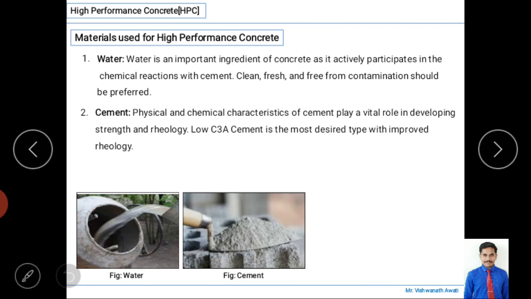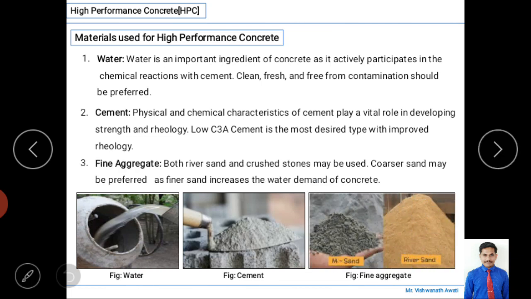And for high performance concrete, what is suggested? Low C3A cement is best, right? So here the preferable cement is low C3A cement. It is good because it gives good rheology.